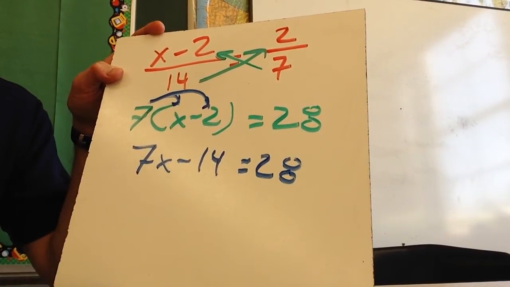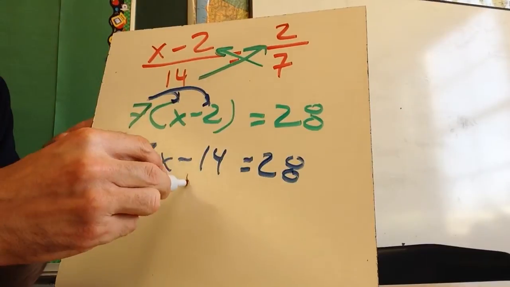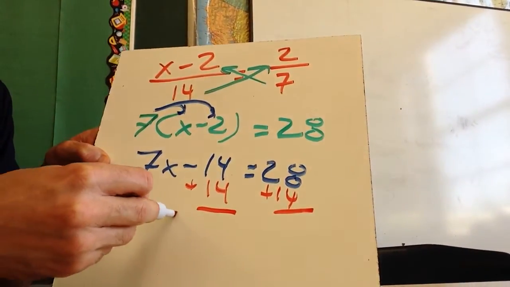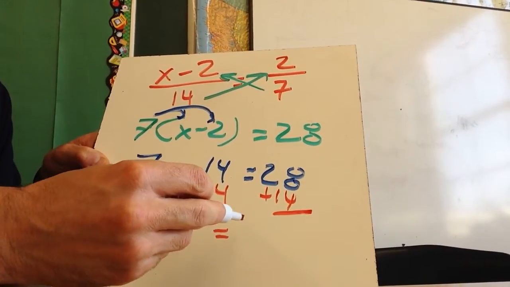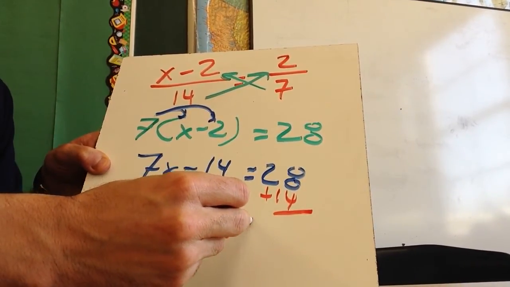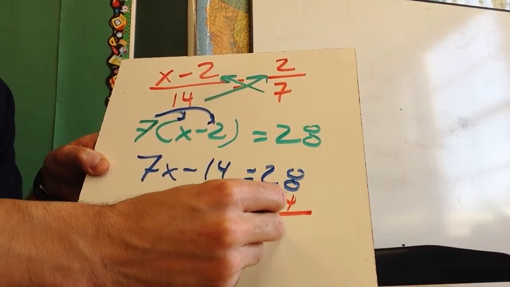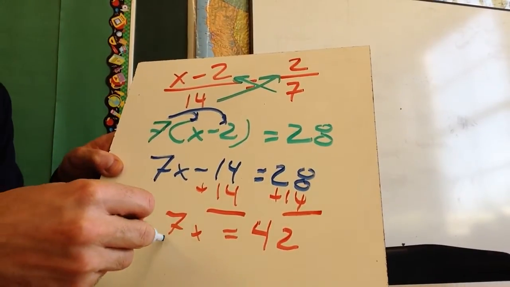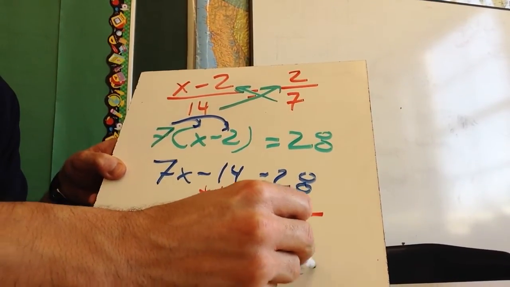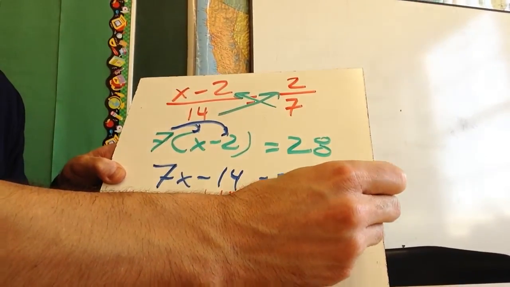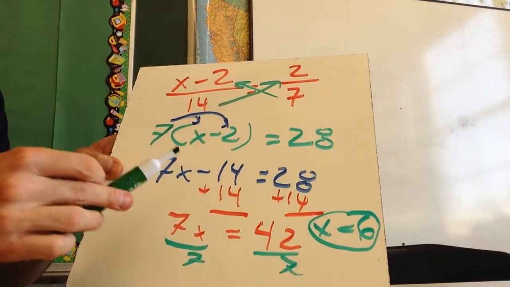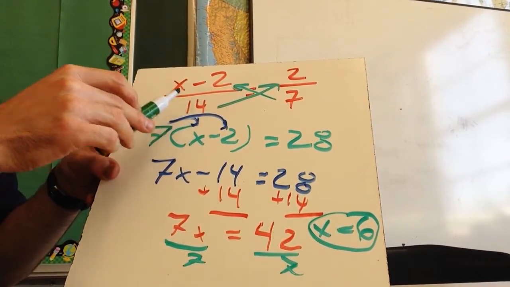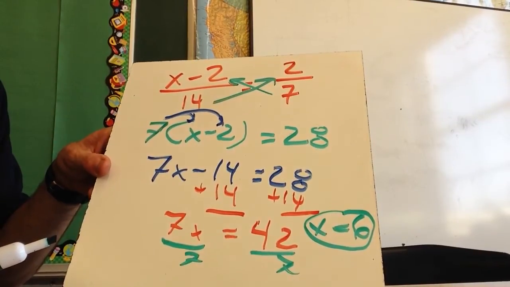At this point, I'm now going to add 14 to both sides. And this becomes 7x equals, what is that going to be, 42, right? Sorry, it took me a second. And then I'm going to divide both sides by 7. And x equals 6. I can then take that number, put it back up here, and make sure that it's true. 6 minus 2 is 4. 4 over 14 is equal to 2/7.